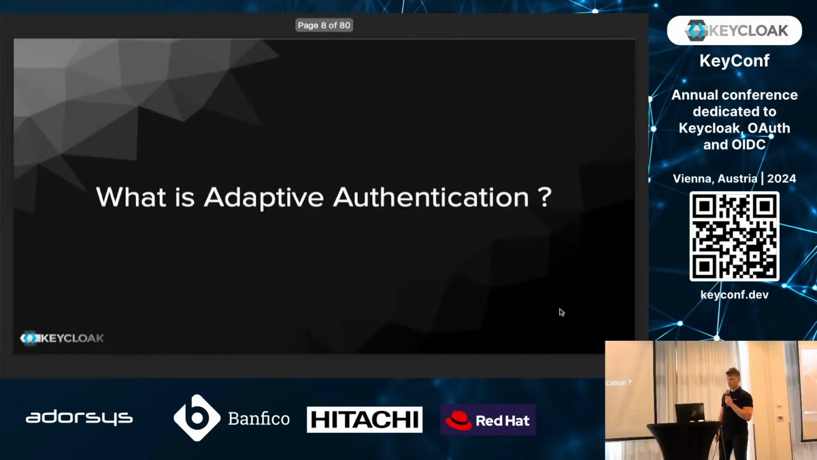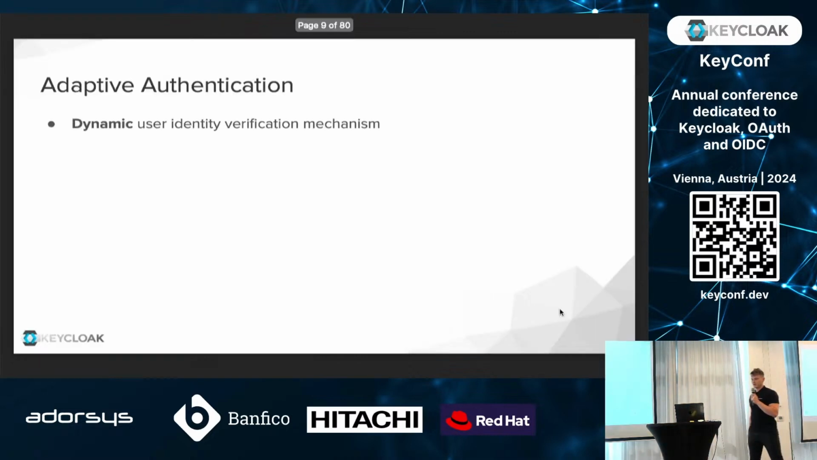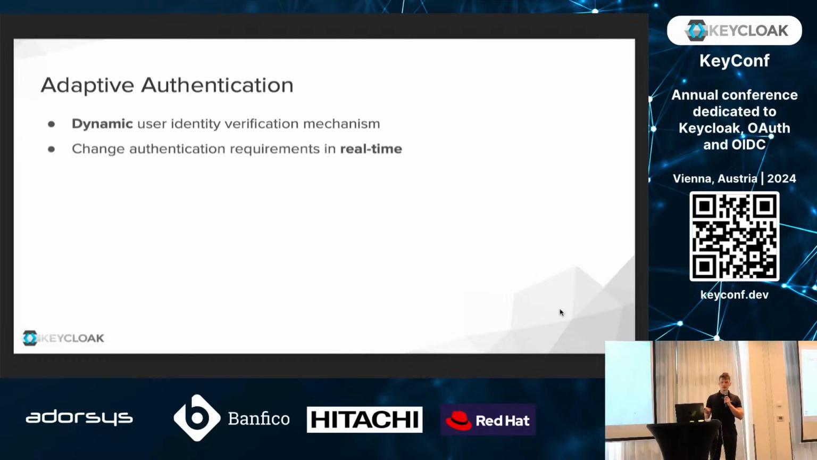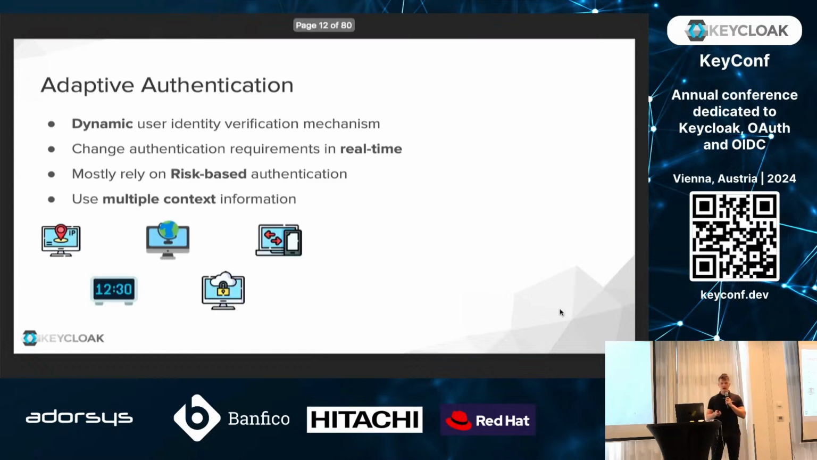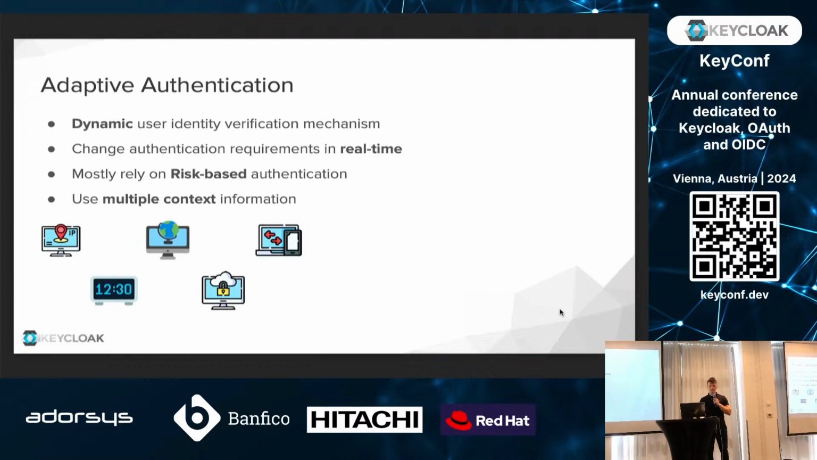So we can start with some terminology, just briefly described. What is adaptive authentication? Adaptive authentication is a dynamic user identity verification mechanism. It changes authentication requirements in real time for users. It mostly relies on risk-based authentication and uses multiple pieces of context information. It can be IP address, location, user properties, network, and so much more.